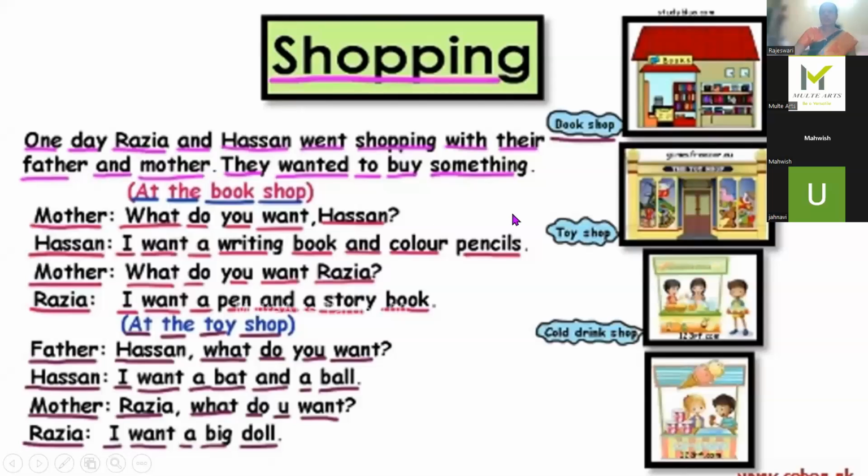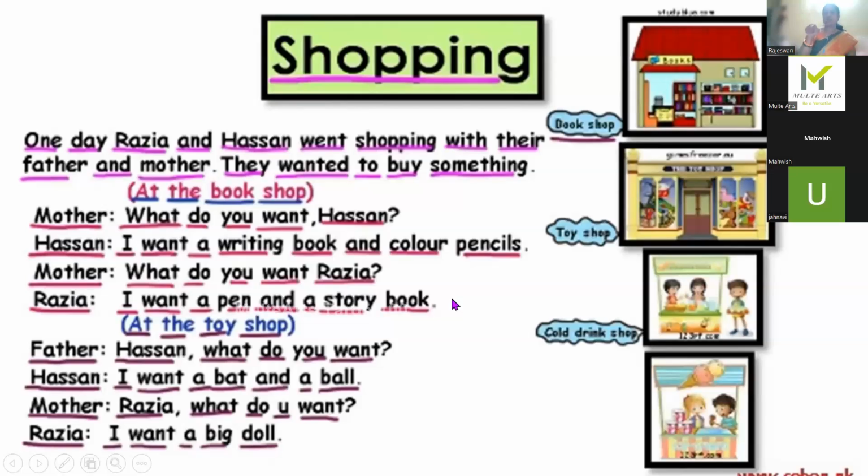So mother started asking, what do you want, Hassan? So what did Hassan reply? I want a writing book and color pencils. We don't say "coloring pencils" or anything. "Color pencils" itself says that. Then she asked, what do you want, Razia? I want a pen and a storybook.